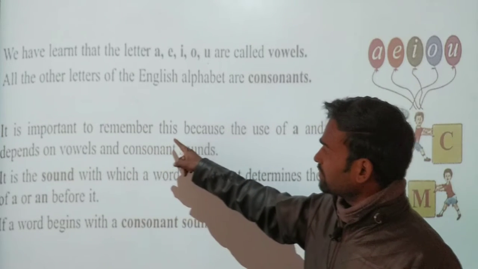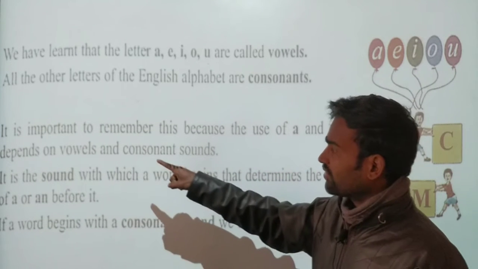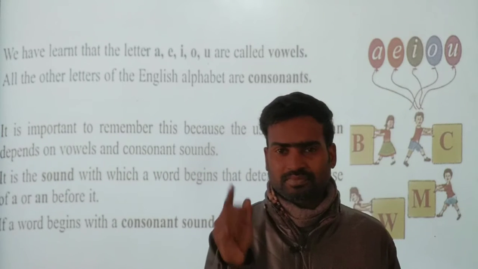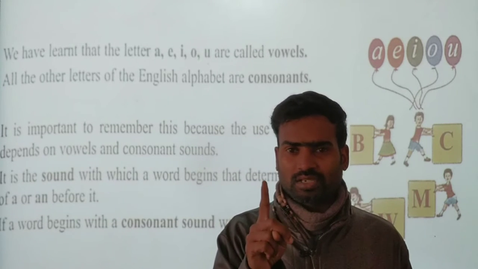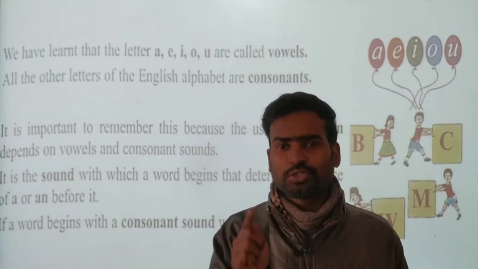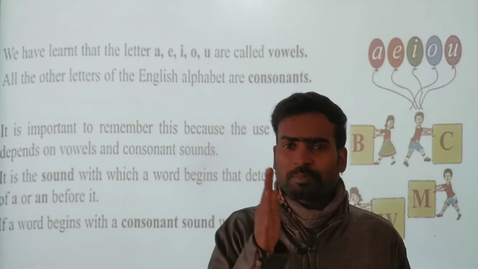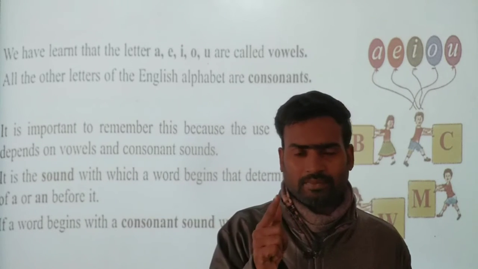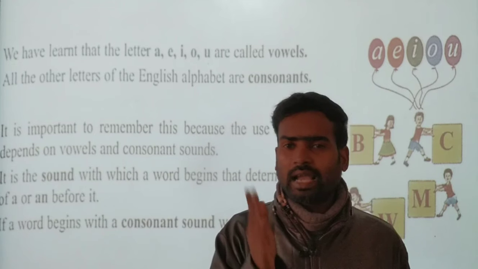It is important to remember this because the use of a and an depends on the vowel and consonant sounds. Remember, dear children, a and an both have the same meaning, singular, only one. But where to use a and where to use an is the concept we are going to learn in this lesson. We use a and an depending on the vowel sound and the consonant sound.